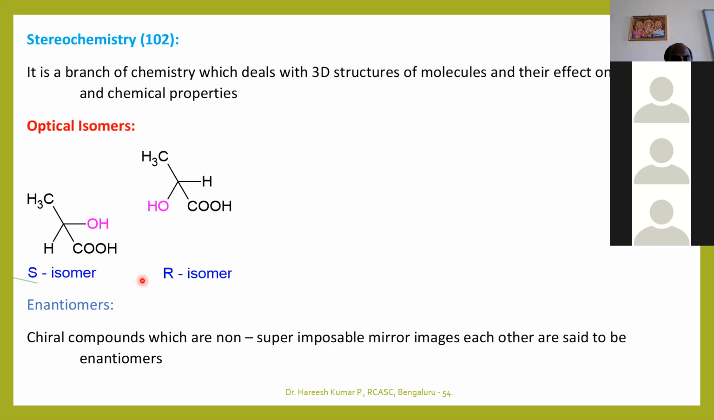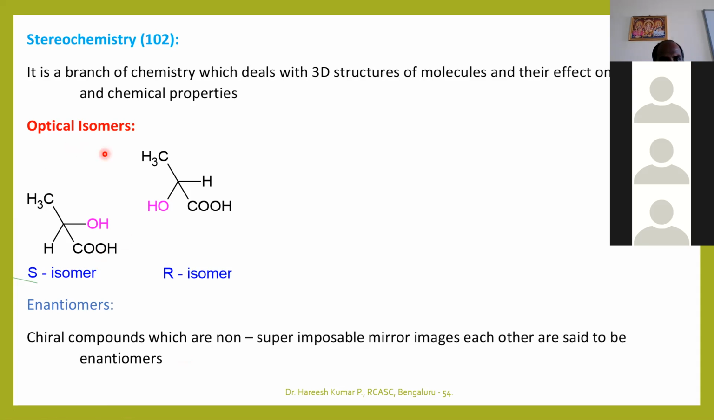So what can we say? Non-superimposable mirror images of each other are said to be enantiomers. Enantiomers are chiral compounds which have non-superimposable mirror images of each other. Non-superimposable means when this molecule is taken like this, you can observe that the hydroxy group will come over here. And of course, they are mirror images of each other. So chiral compounds which are not superimposable and are mirror images of each other are said to be enantiomers.